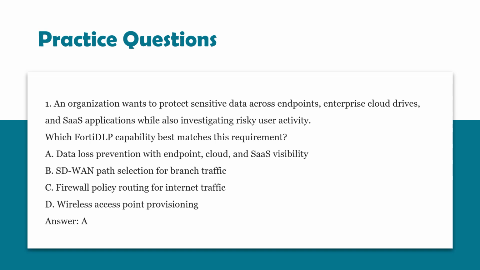One. An organization wants to protect sensitive data across endpoints, enterprise cloud drives, and SaaS applications while also investigating risky user activity. Which FortiDLP capability best matches this requirement? A. Data loss prevention with endpoint, cloud, and SaaS visibility. B. SD-WAN path selection for branch traffic. C. Firewall policy routing for internet traffic. D. Wireless access point provisioning. Answer. A.